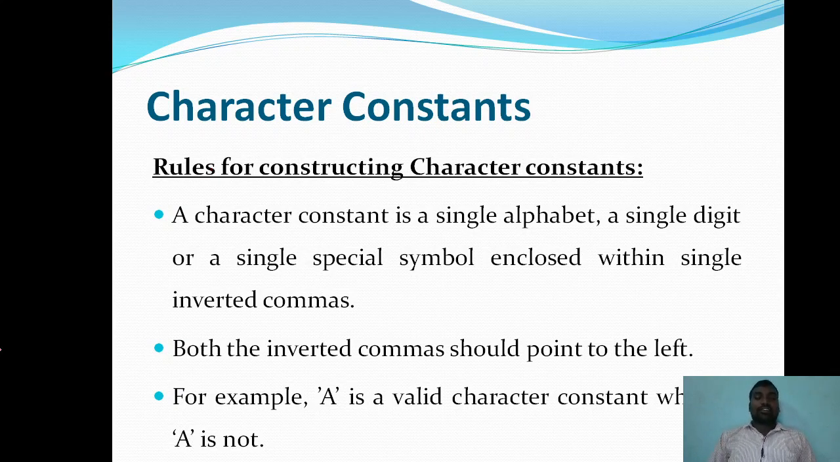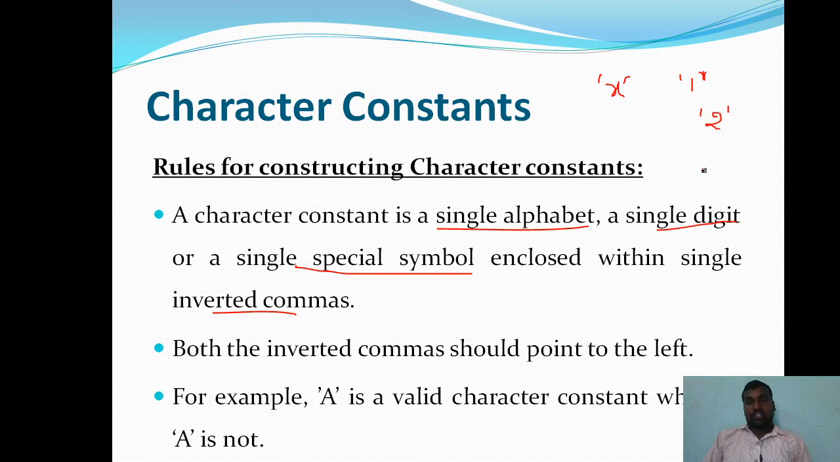Now coming to the character constant. The rules for constructing a character constant include, first of all, that a character constant is a single alphabet, or it may be a single digit, or it may be a single special symbol, enclosed within single inverted commas. So these are the different character constants.